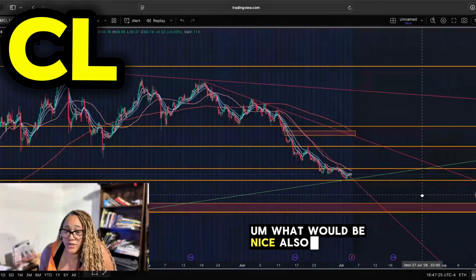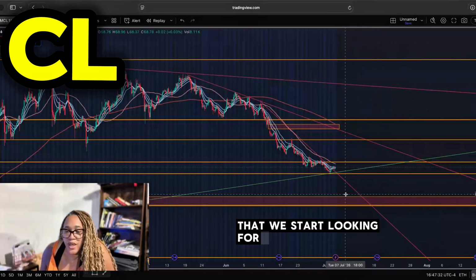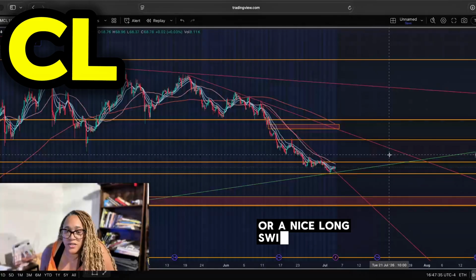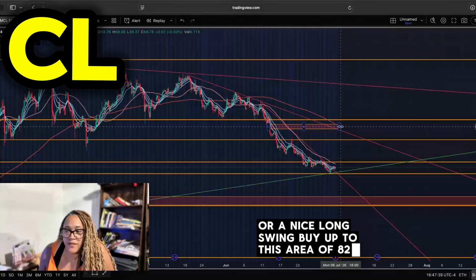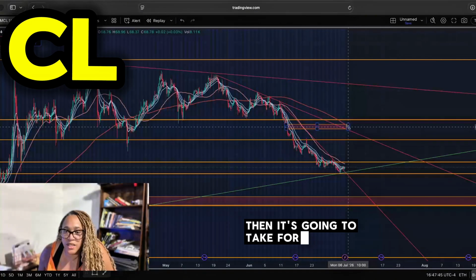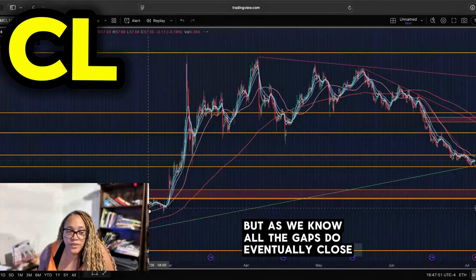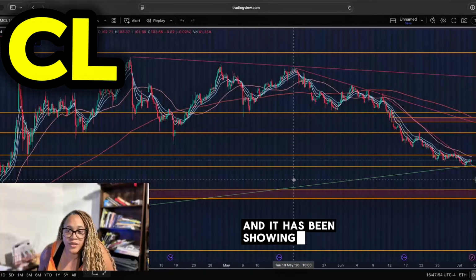What would be nice also is if we sell all the way down here to fill this gap, that we start looking for another leap on the stocks or a nice long swing buy up to this area of 82. Now it might take some time to get there, because if there's no real push for oil to go up, then it's going to take forever to get back up here. But as we know, all the gaps do eventually close. And it has been showing that.